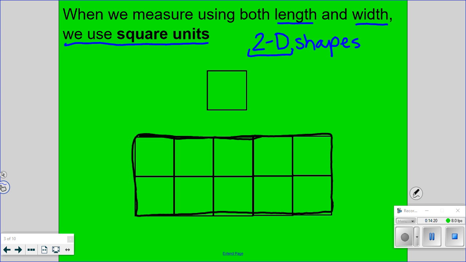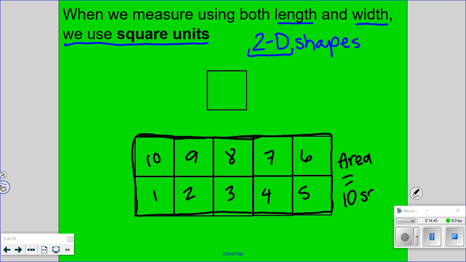Now I'm going to count how many square units I used. 1, 2, 3, 4, 5, 6, 7, 8, 9, 10. So the area of this shape, I would write area equals 10 square units.